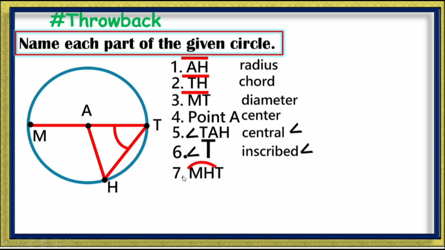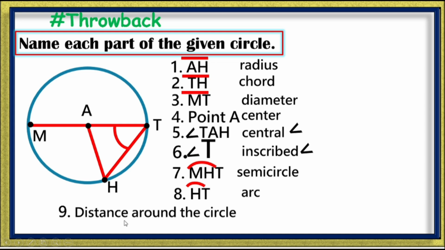And then for number 7, arc MTH. So this would be a semicircle. This would also be a major arc, and arc TH is a minor arc. Now, for number 9, the distance around the circle. Let's focus on this one. The distance around the circle is this one. We can rename this the circumference of the circle.